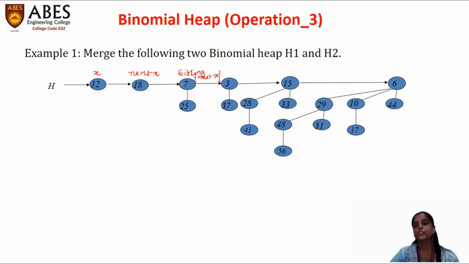Right? Now we'll check which case fits here. Here, the degree of x is 0, degree of next x is again 0, and degree of sibling of next x is 1.